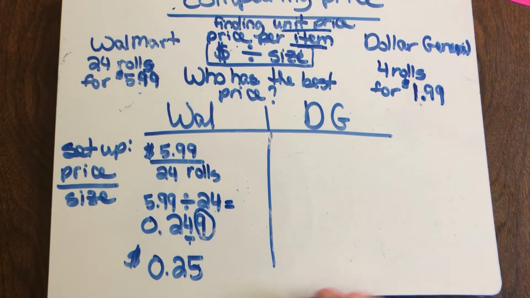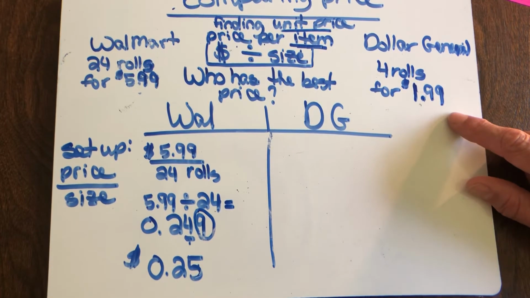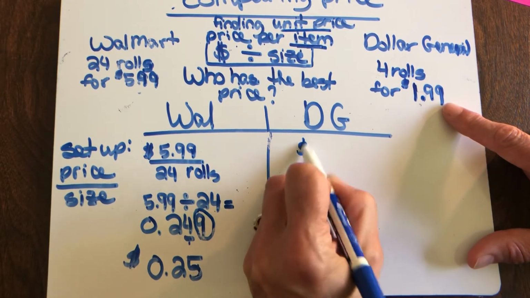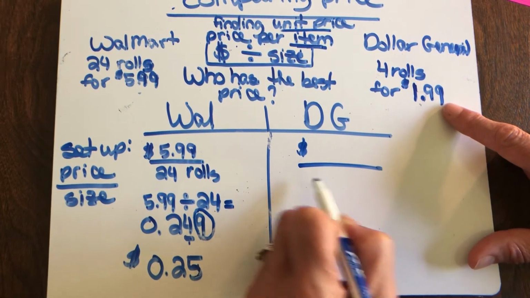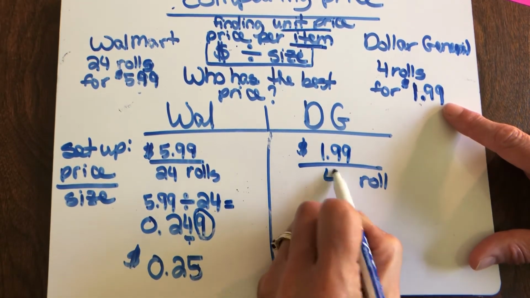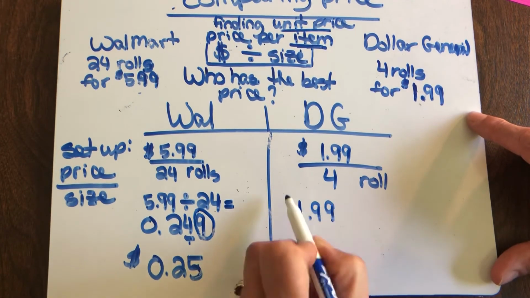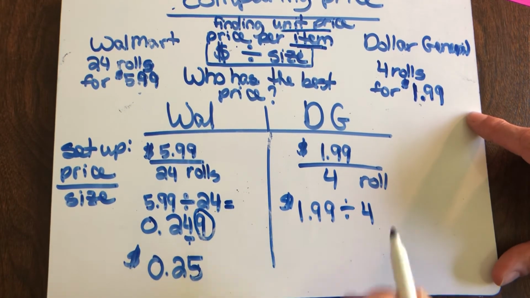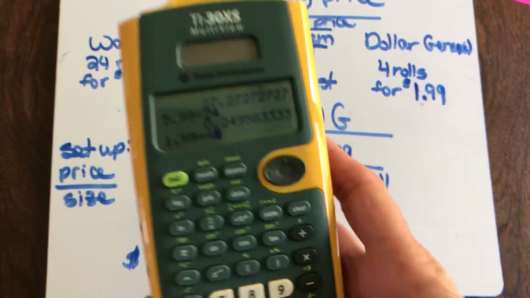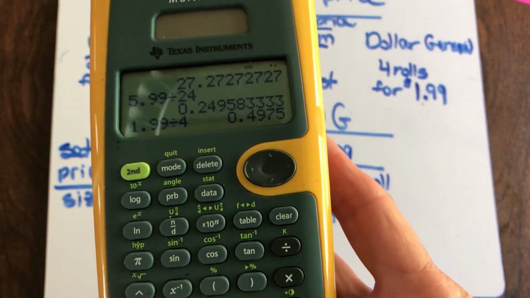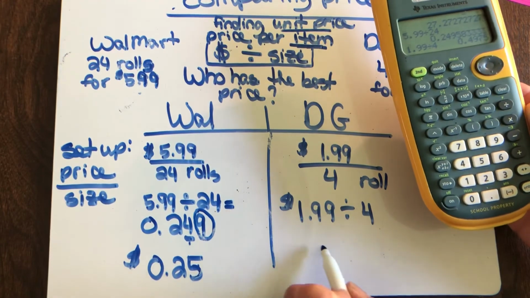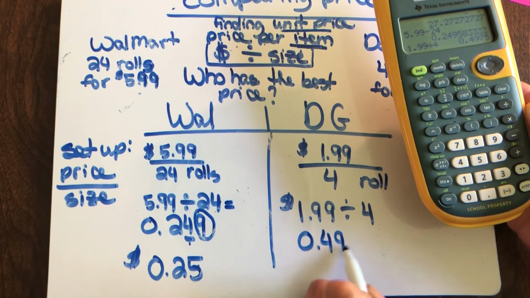Okay, so when you come over here to Dollar General, we'll set it up the same way. So we've got $1.99, and we're going to put our money on top and our number of toilet paper rolls there, but we're going to actually work it at $1.99 divided by 4 and see what you get. So you just type it in like a division problem and you get a terrible looking decimal. Don't freak out about the decimal. I'm going to write it down here just to show you how to round one more time.